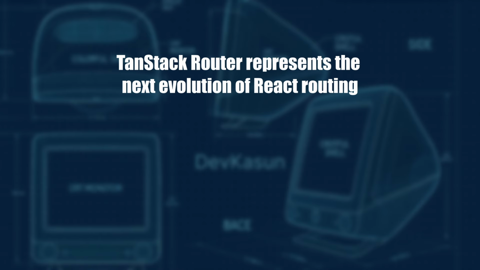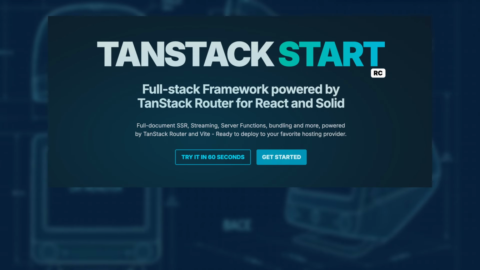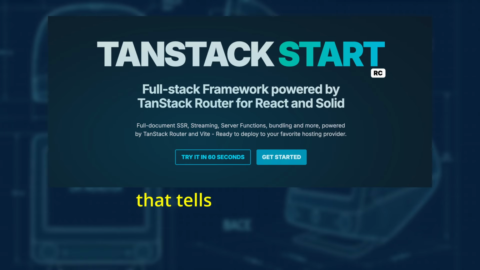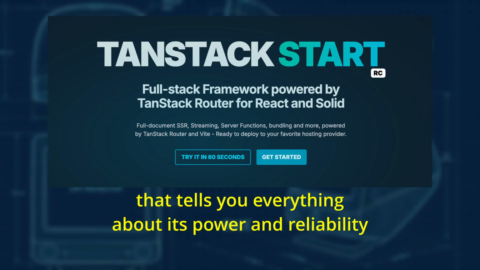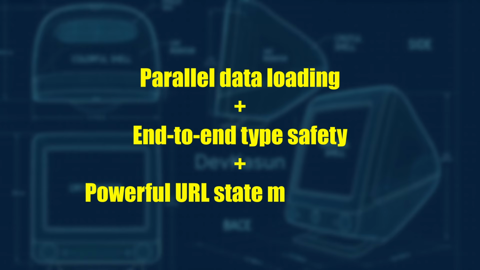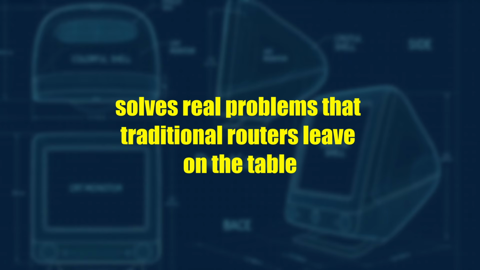Alright, let's wrap this up. TanStack Router represents the next evolution of React routing. Type-safe, performance-focused, and developer-friendly. When a full-stack framework like TanStack Start builds 90% of its architecture around a single router, that tells you everything about its power and reliability. The combination of parallel data loading, end-to-end type safety, and powerful URL state management solves the real problems that traditional routers leave on the table.